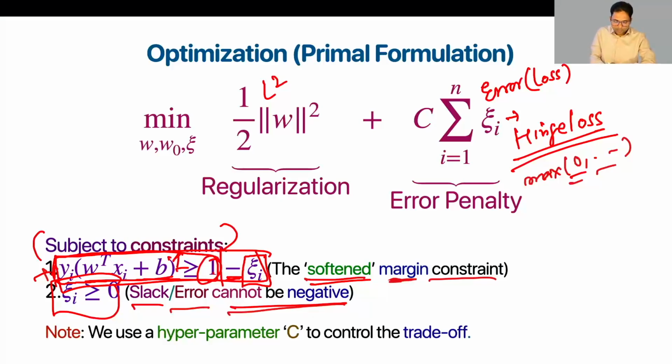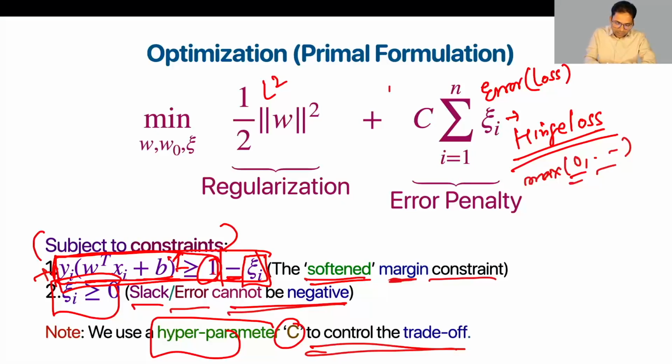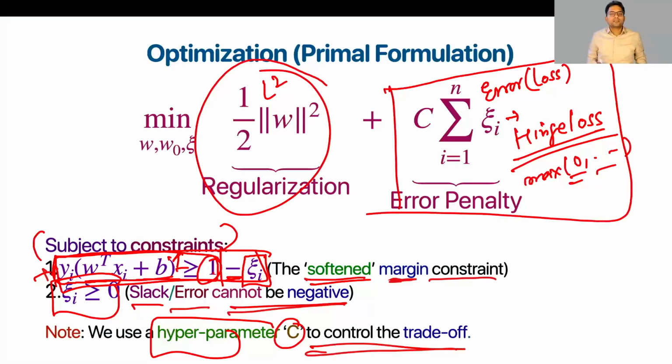And we use a hyperparameter C, like lambda, to control the trade-off. So this is your loss function, and this is your regularization. Okay, the C term, this is your loss function, and this second one is like your L2 regularization, where the weights will be reduced to 0.